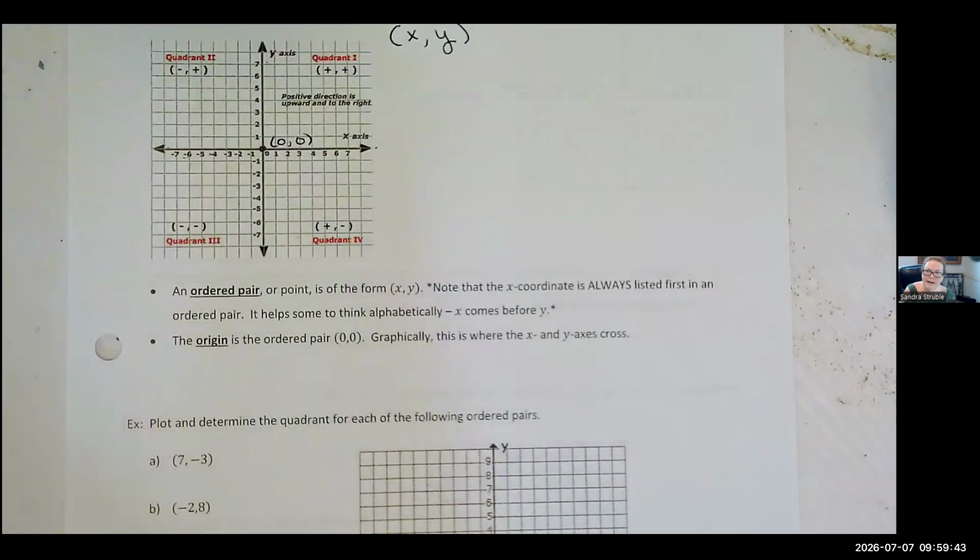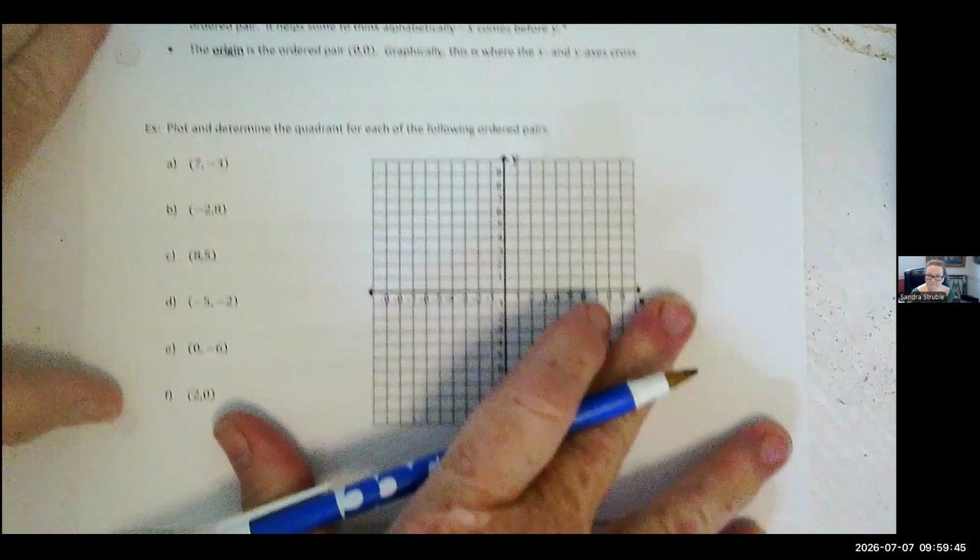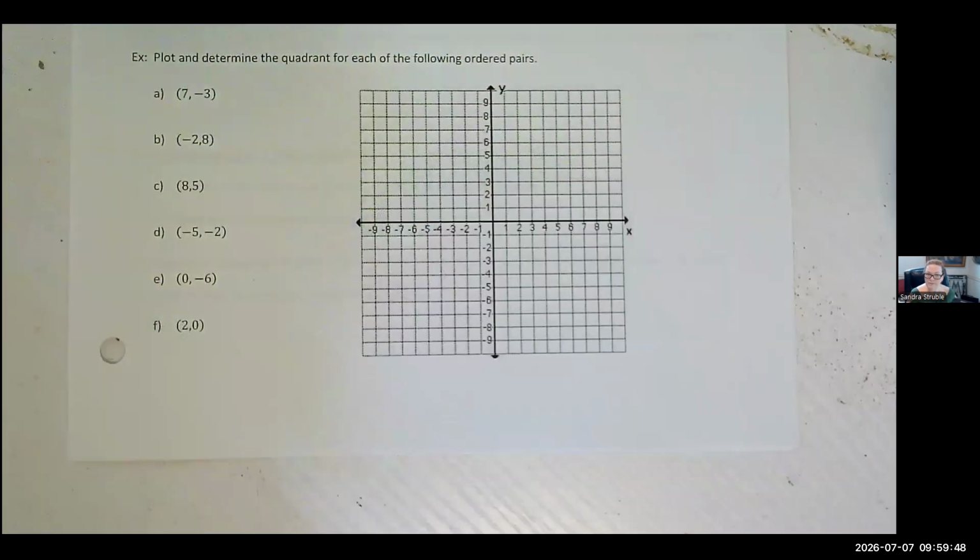So let's come down here and practice some plotting. I'm going to do the first one. Then I want you to pause the video and attempt the next ones yourself. Try to use a pencil so that you can erase in case there's any mistakes made. The one thing I'm going to tell you about this, when you plot a point, all right, it says plot and determine the quadrant for each of the following ordered pairs.